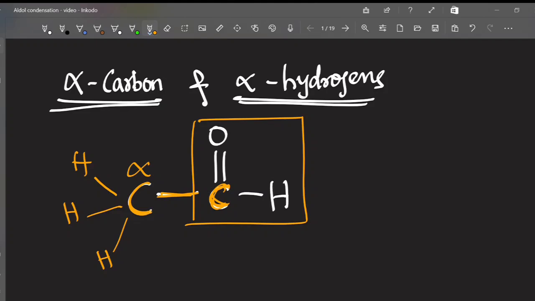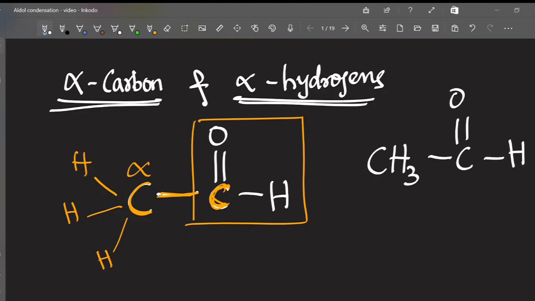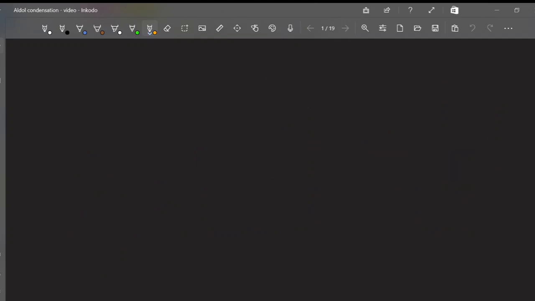Clear? So let us take one more example. Take acetaldehyde. This is our functional group carbon, and the directly attached carbon is this. You can see three alpha hydrogens are present on that alpha carbon. Hence acetaldehyde contains three alpha hydrogens. Let us take one more example to make it much clearer.